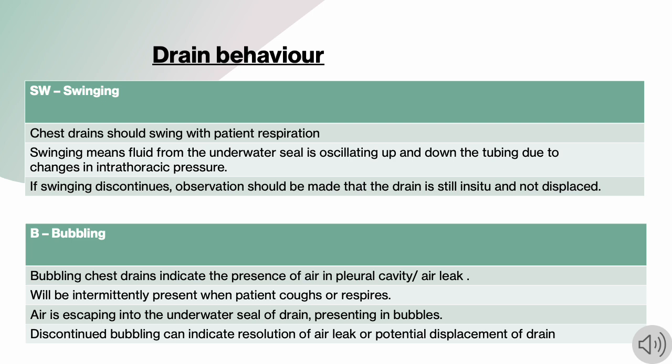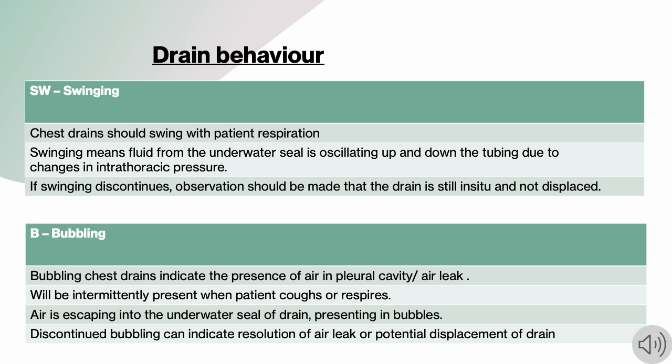During patient respiration, you should see the fluid from the underwater seal oscillate up and down the tubing. This is due to the change in intrathoracic pressure during ventilation and respiration, and ensures us that the chest drain is still sited within the pleural cavity.